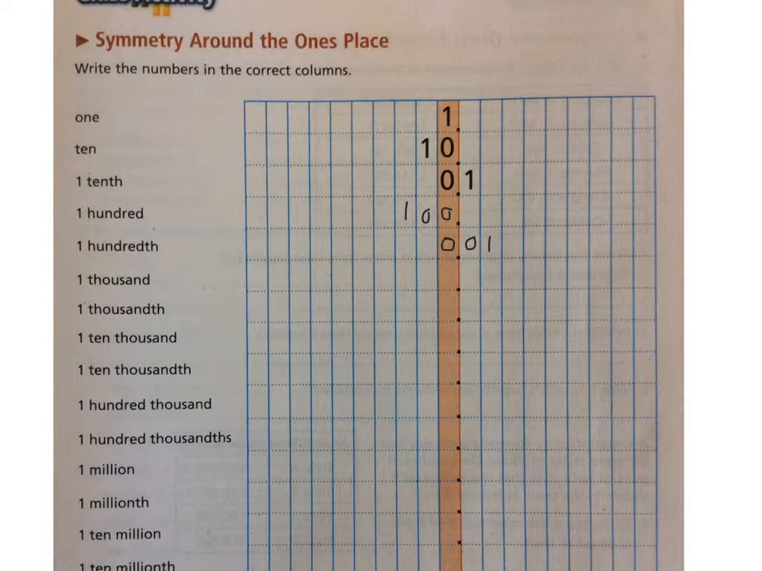We're going to do one or two more together. 1,000. So I know that this is going to be the ones place, tens place, hundreds place, and there's the 1,000. I could put a comma there if I want. So there's my 1,000. And again, I'm going to start in the ones place, 0. I've got 0 tenths, 0 hundredths, and finally 1 thousandth with a TH.